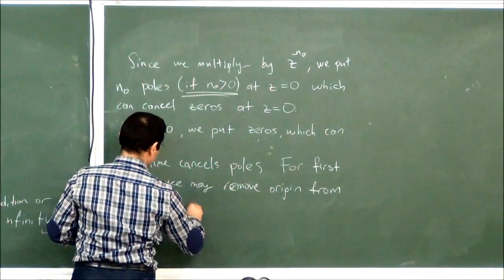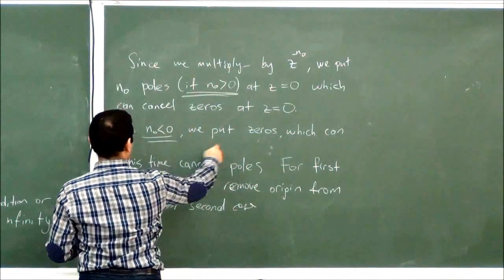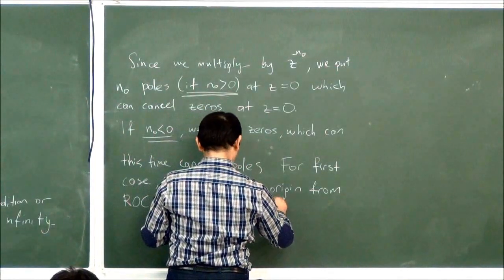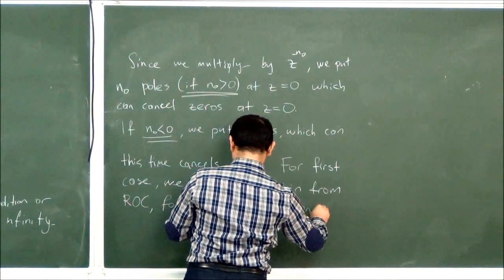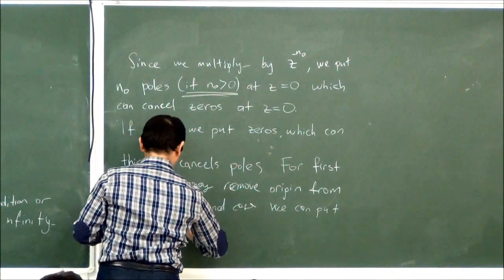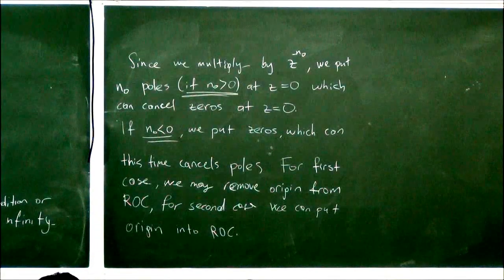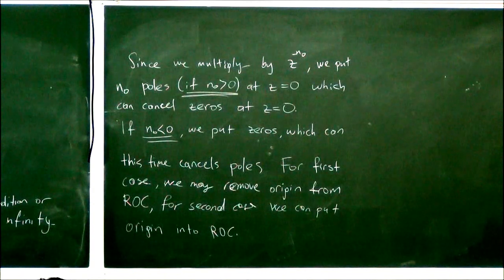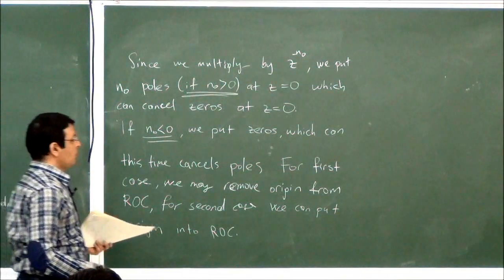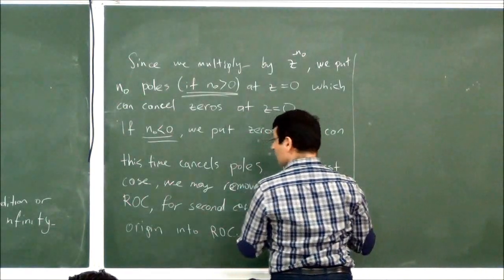But for the second case, n0 is less than 0, and in this case you are adding some zeros. We can put the origin into the region of convergence. So as you see, the region of convergence is the same, but you can add or delete some poles or zeros according to the poles and zeros of X of z. Okay, this is the time shift property.